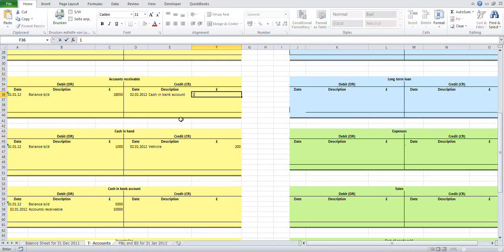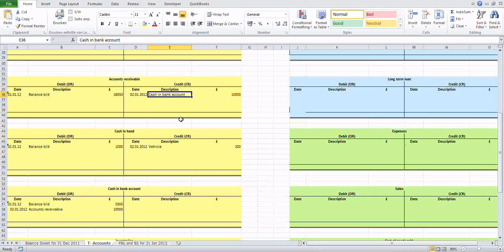So this is cash in bank account, with the opposing account, 10,000. Now if we were to calculate our balance after the end of the 2nd of January, we would find that we opened with 18,050, our debtors have paid 10,000, so in total our debtors would only owe us 8,050 after that. So well done, this was our second transaction. Let's look at the third transaction.